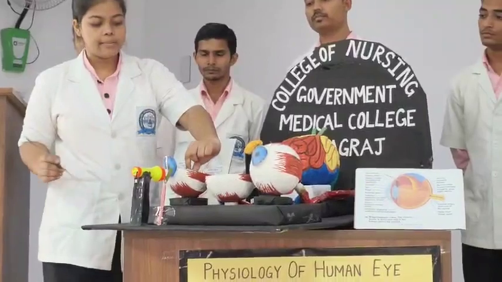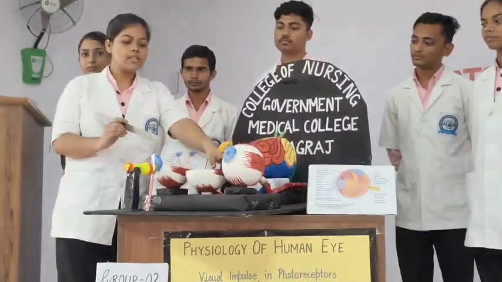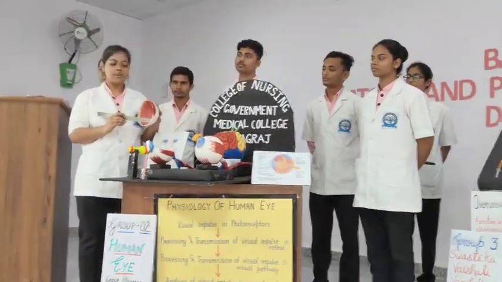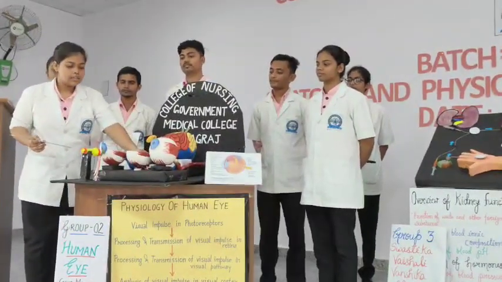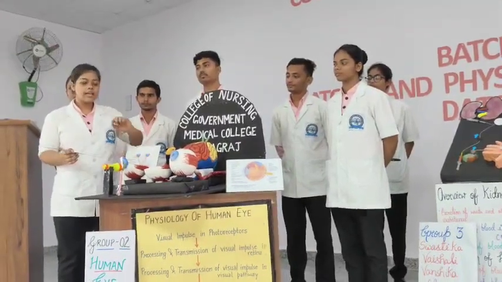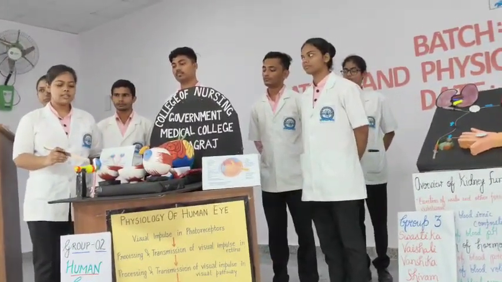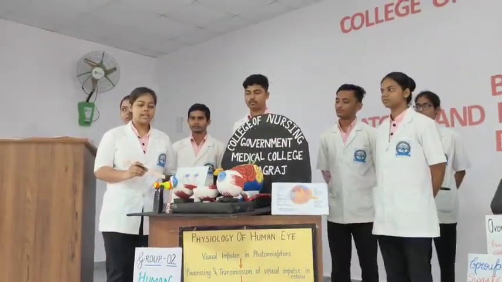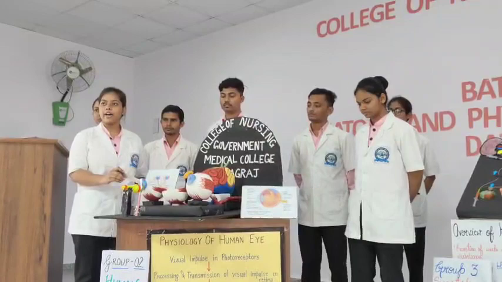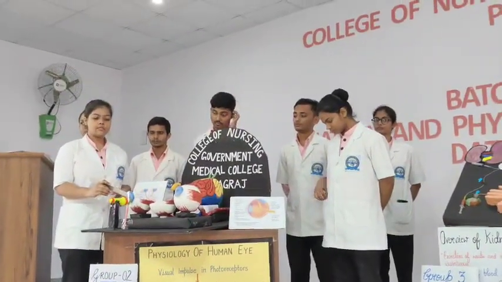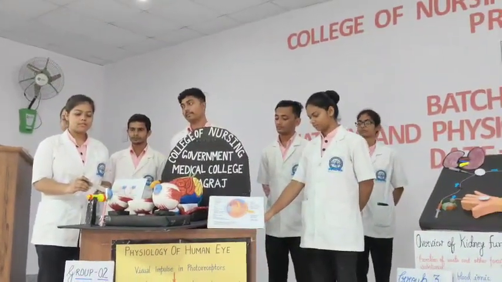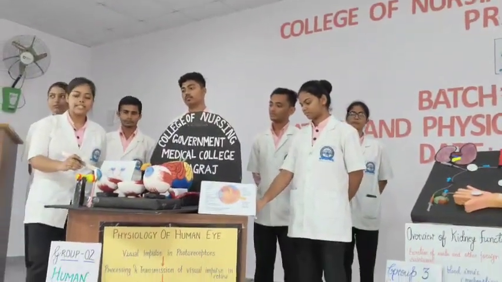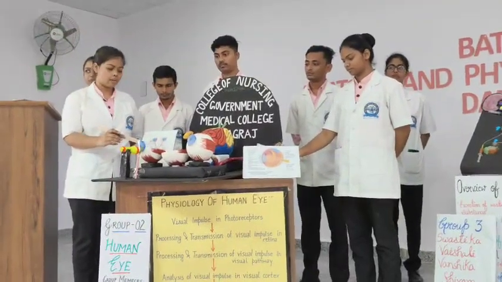Then this is the ciliary body. Let me show you. This is the ciliary body and it is responsible for the formation of aqueous humor. Then there are the ciliary muscles which regulate the size of the lens. When the lens shrinks, it is responsible for seeing far objects, and when it comes to its own size and gets thick, it is responsible for seeing near objects.